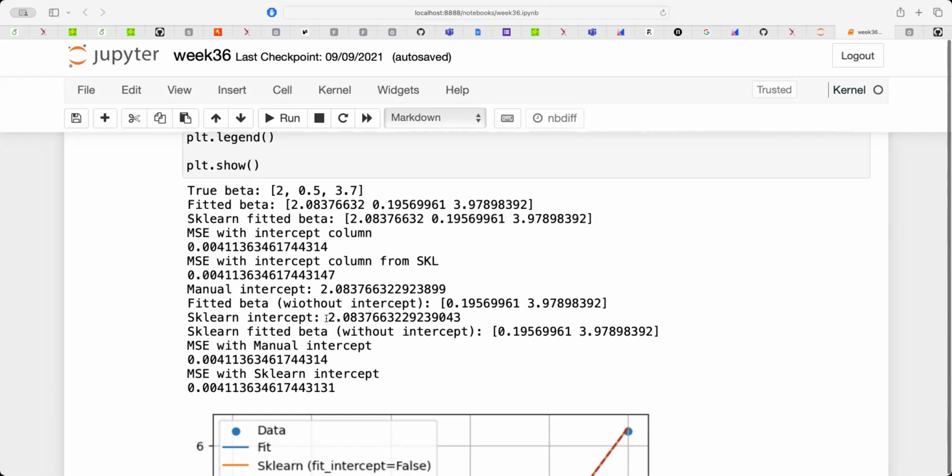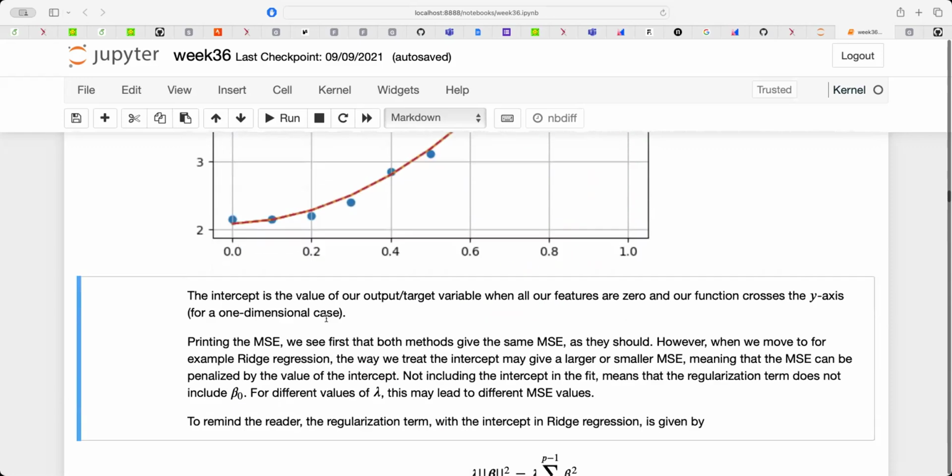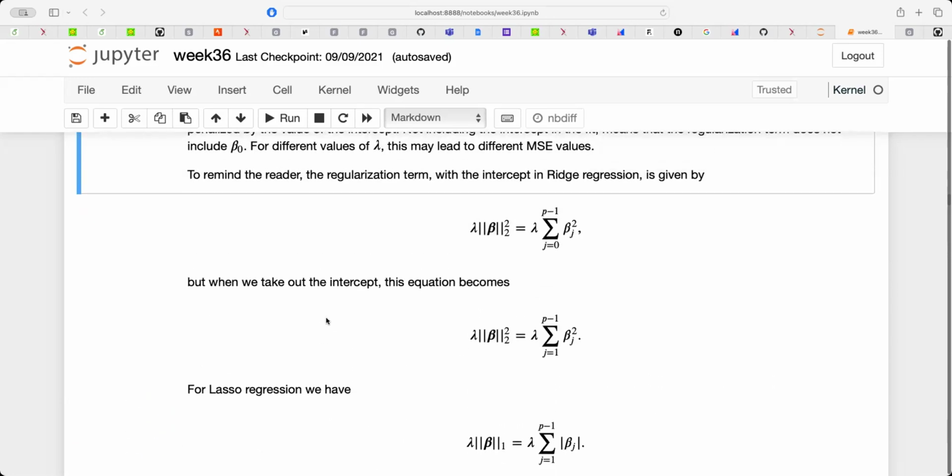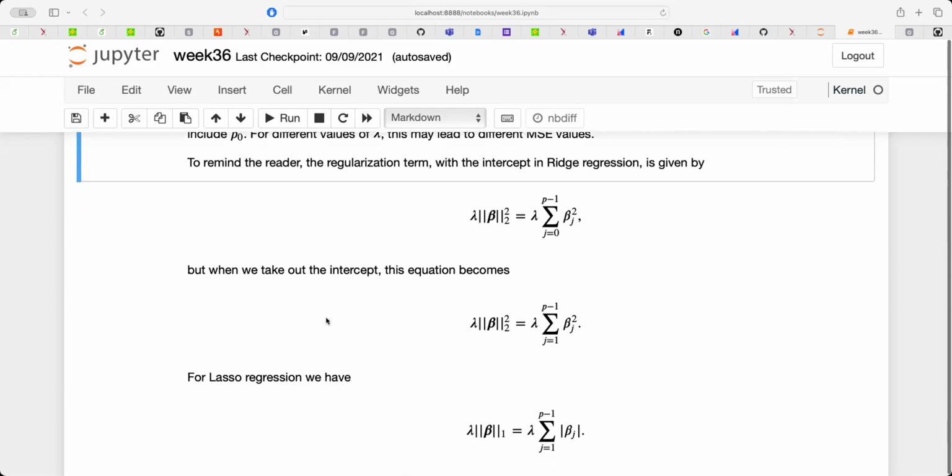Okay, so this was a little bit about the scaling. And then there is another example when you now use scikit-learn and Lasso regression. In this case in particular, when you optimize the problem, the intercept is always taken out. So if you write a Lasso code or your own ridge regression, and you include the intercept and you want to compare with scikit-learn, you may not get exactly the same.